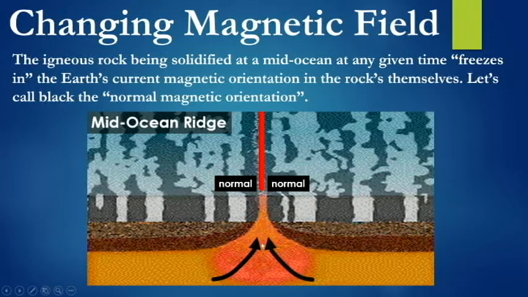So we have liquid here. In that liquid, there are iron particles. Those iron particles align themselves to the Earth's magnetic field, again, because metals can orient themselves with a magnetic field, and when the rock solidifies, it actually solidifies that orientation. So you can see the black stripes here. We're going to call that normal magnetic orientation. So say normal is right now. North pole is up, south pole is down.